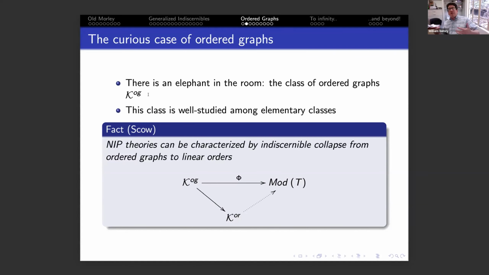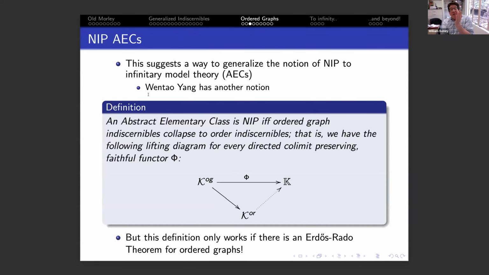And so if we're thinking about trying to do classification theory for AECs, thinking about these generalized indiscernibles suggests a way of talking about NIP AECs, where you say an abstract elementary class is NIP, no independence property, if every ordered graph indiscernible collapses to an order indiscernible. So for every blueprint from KOG to my AEC K, I can factor it through this diagram via this forgetful functor, where I'm forgetting the graph structure on my ordered graph to just get an ordered set.